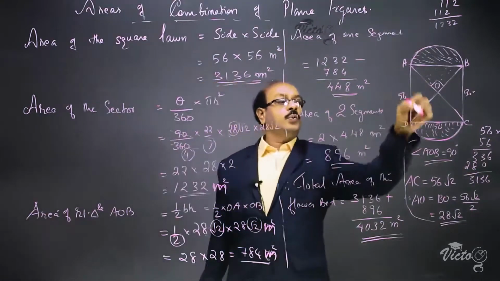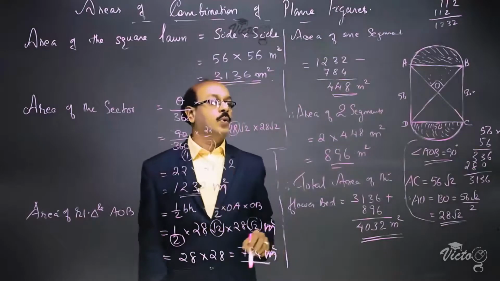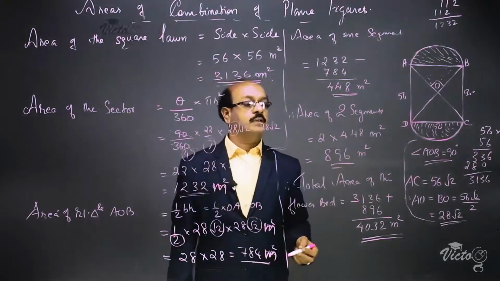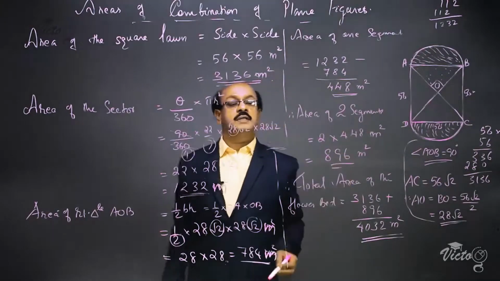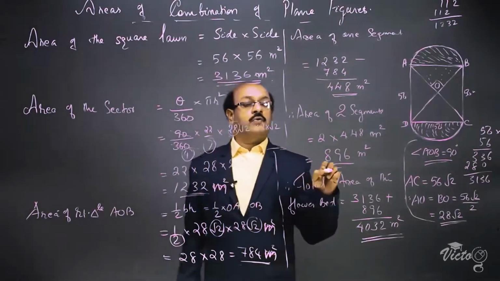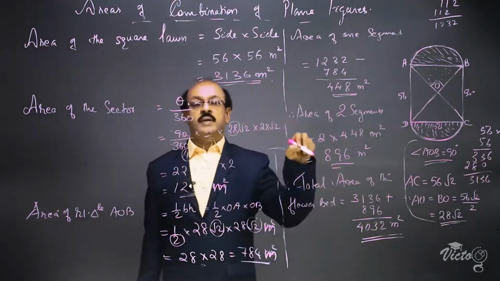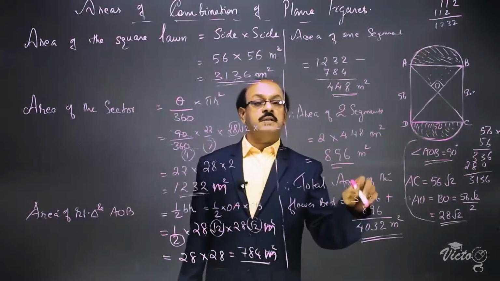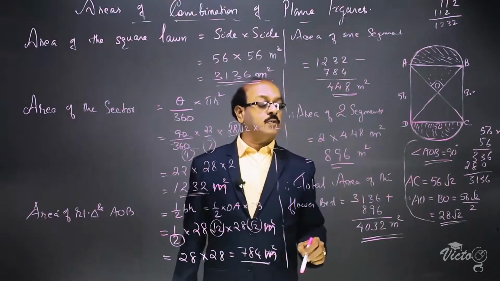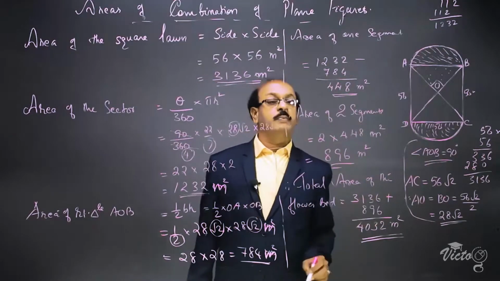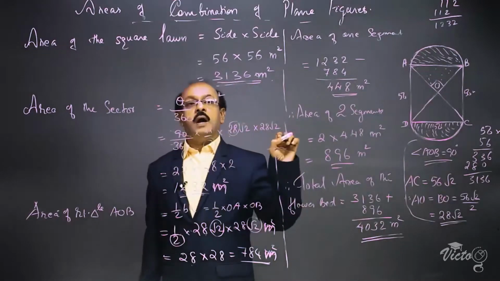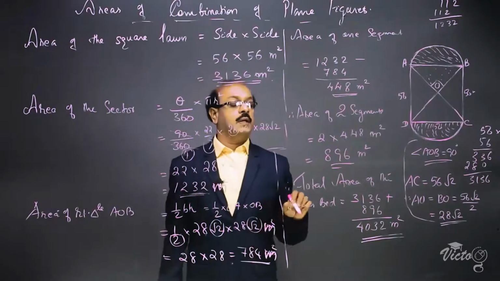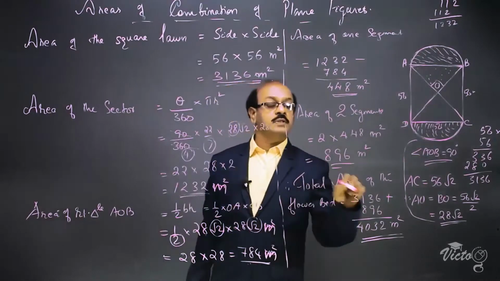We have two segments of the same area. So, area of two segments is equal to 2 into 448 meter square, which is equal to 896 meter square. So, total area means area of two segments plus area of the square. It is 3136 plus 896 meter square. Adding, it is 4032 meter square, the total area of the square lawn plus two flower beds. So, this is the answer.